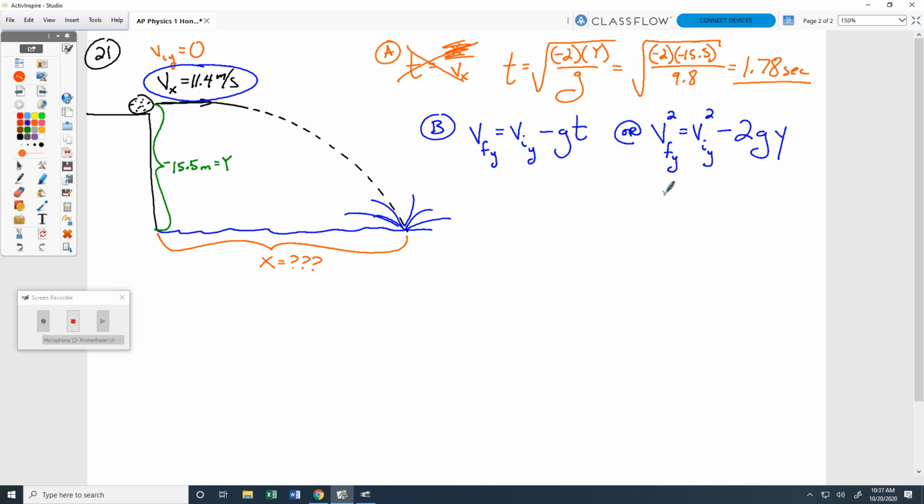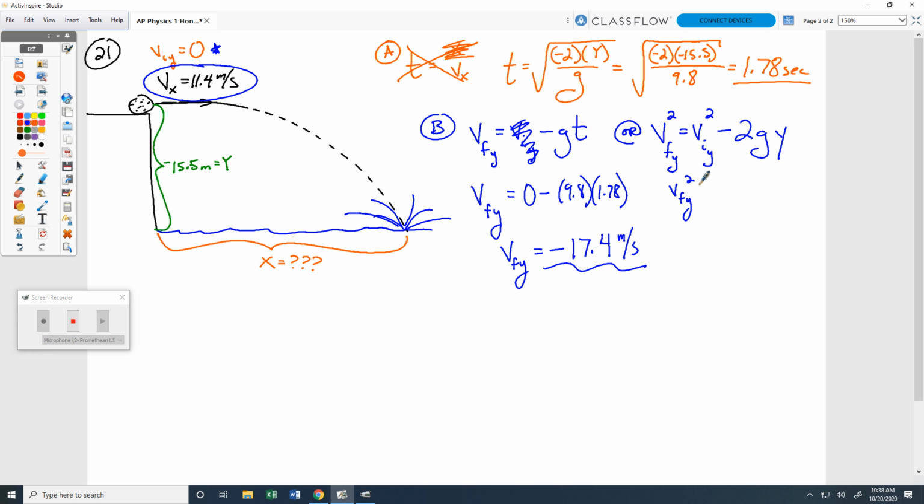The key idea, though, is we know our VIY is 0, so this part's going to be 0. So I'm going to go ahead and use this one. I feel confident in my time. So it's 0 minus 9.8 times this 1.78 seconds. So VFY is negative 17.4 meters per second. And you can double check it, even if I do it with this one.